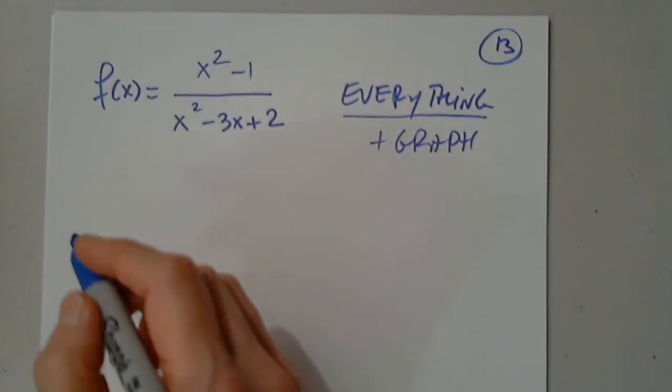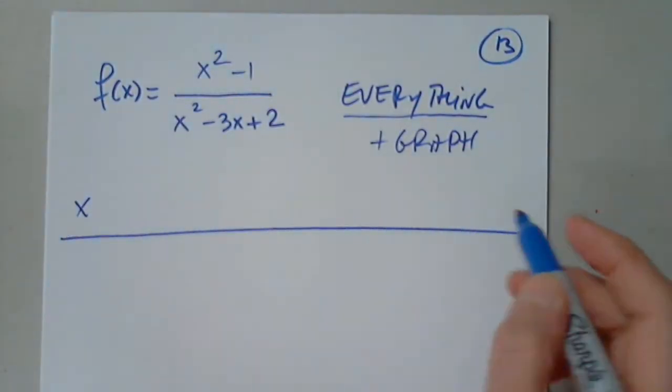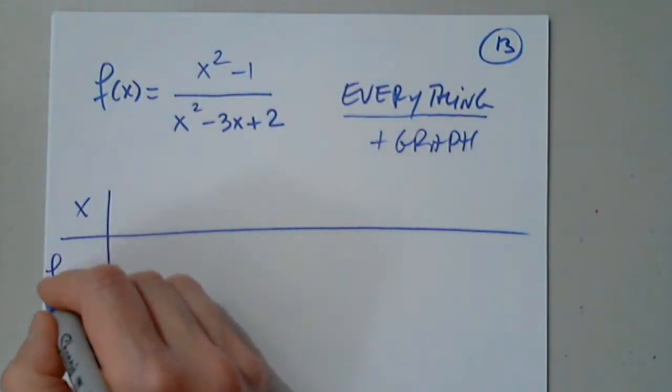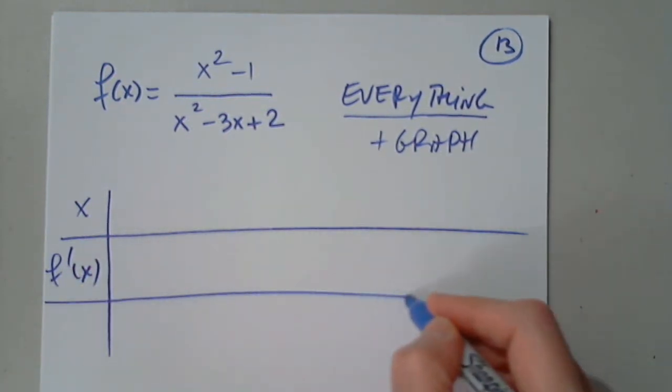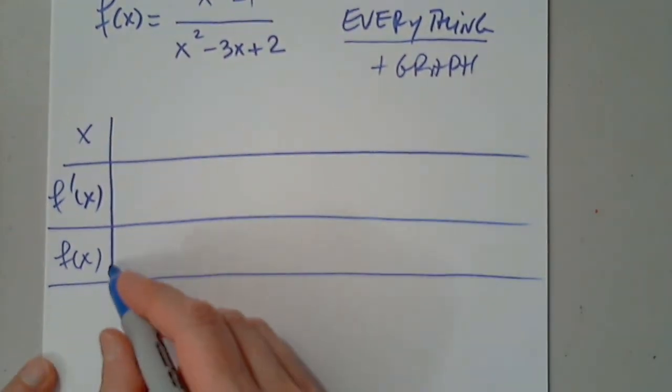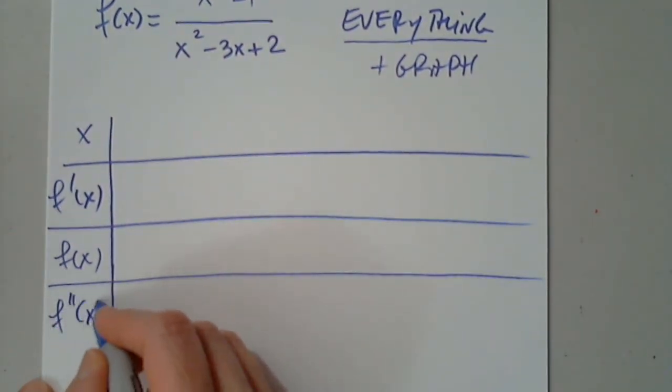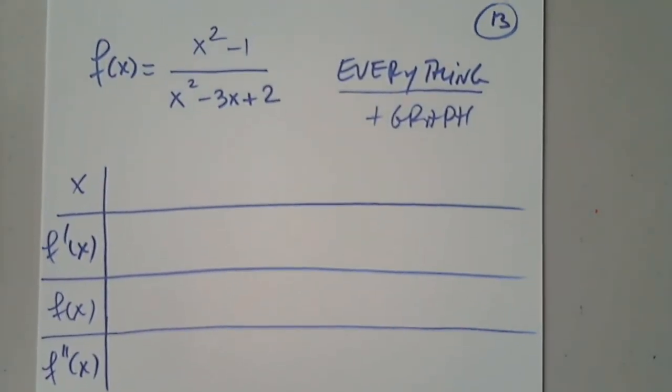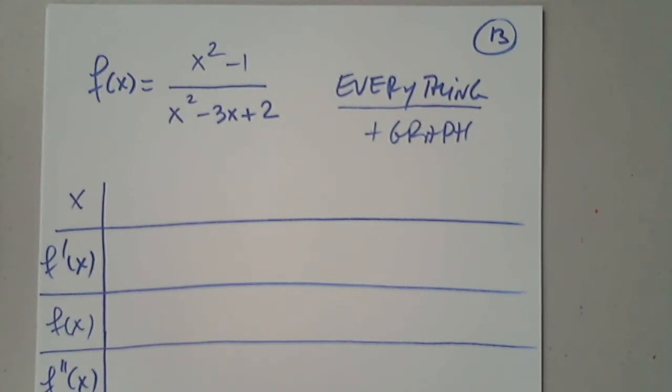I'm going to get my table going: f prime, the function in the middle, and f double prime, the second derivative. When we look at this function, what is the first thing that comes to mind? Of course, I have to find the domain. So what is my first thing that I need to perform?